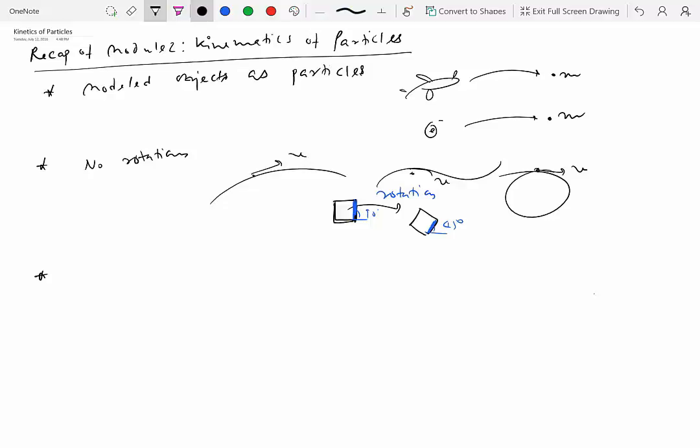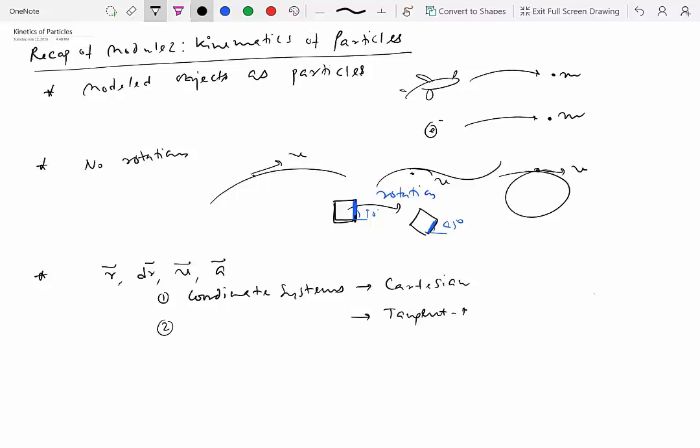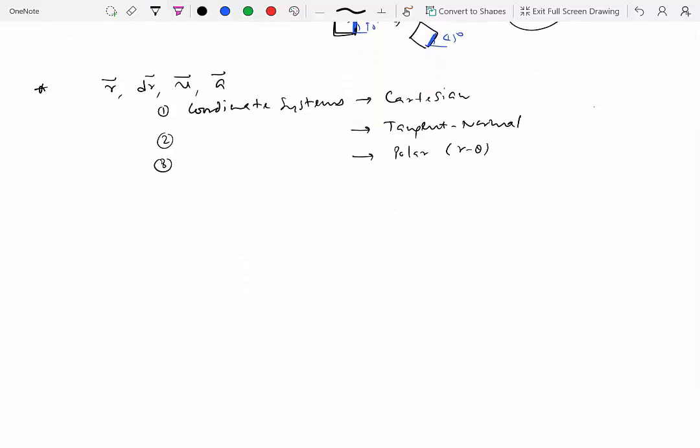The other things we talked about in kinematics of particles was we talked about three primary quantities: position vector, differential displacement vector, velocity, and acceleration. And there were three coordinate systems in which we investigated each of these quantities of interest. So the coordinate systems were Cartesian, tangent normal, and polar or r theta system. And we looked at the velocity expression and acceleration expression in each of those coordinate systems.